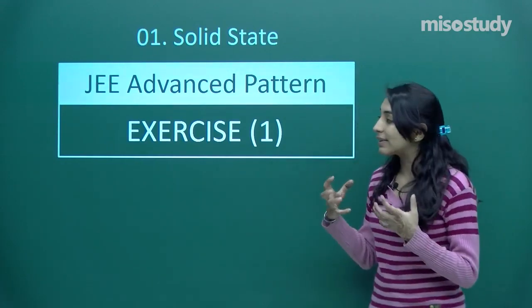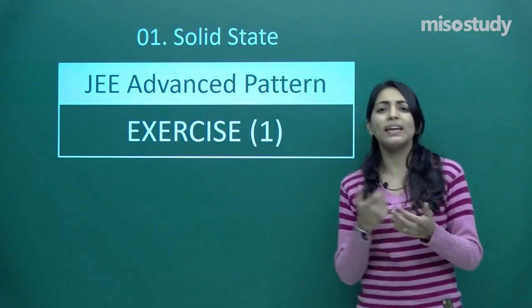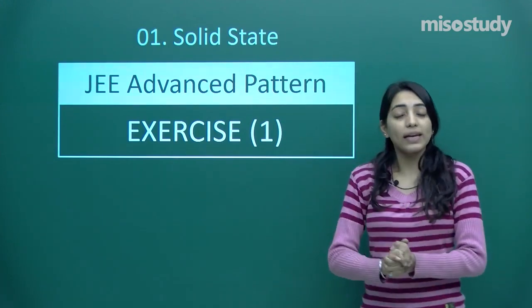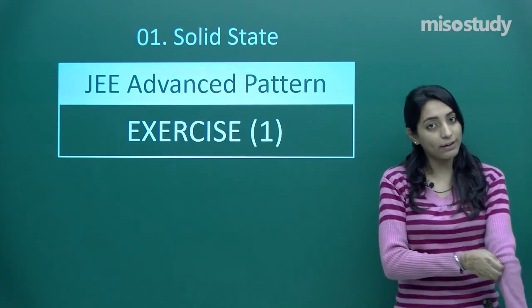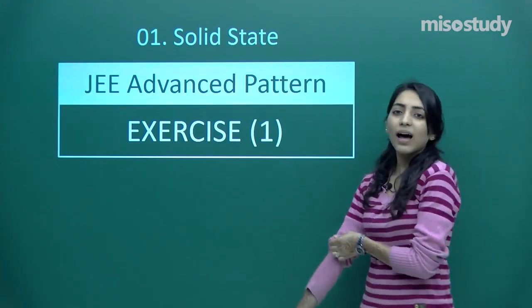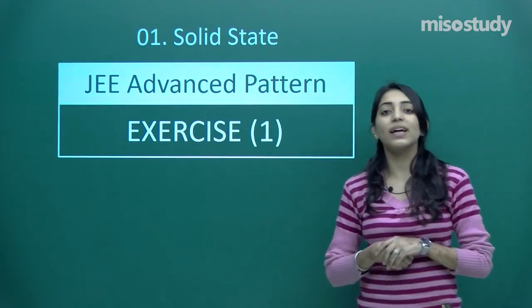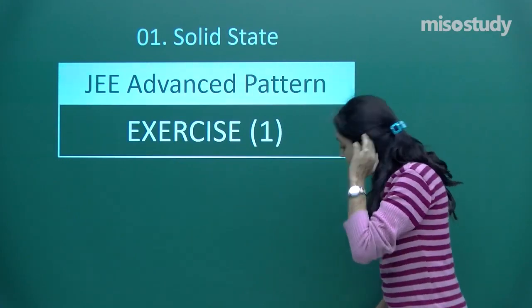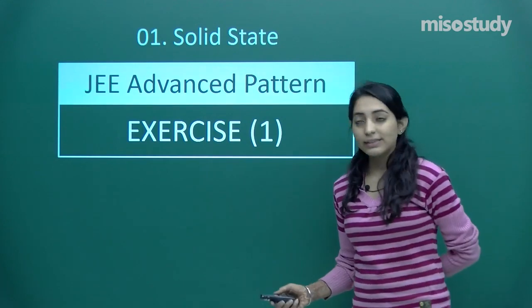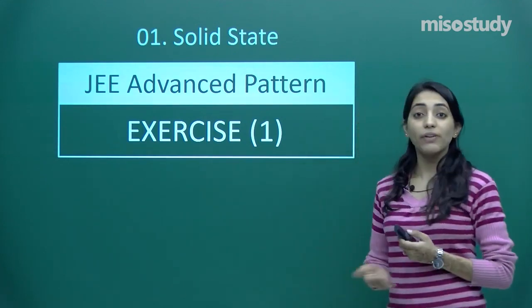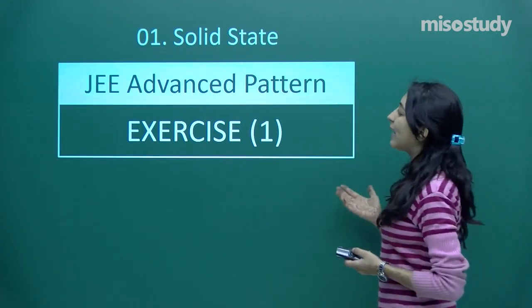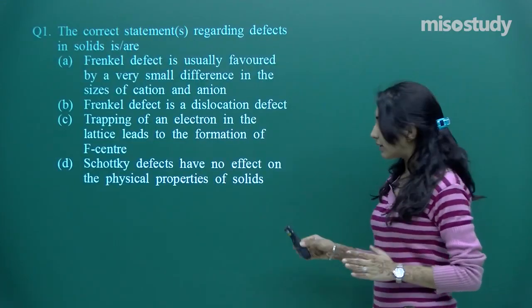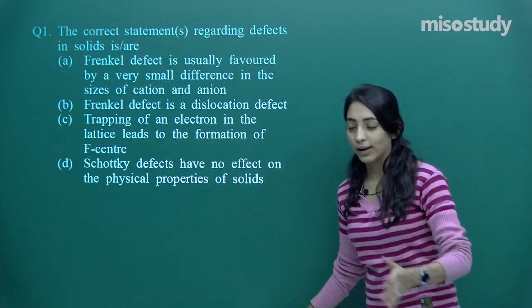I have collected 10 to 12 questions for you, and in those questions I have taken them maybe from past year JEE Advanced papers, or these are probable questions that can be asked in the upcoming exams. Now without wasting any further time, let us directly move on to the very first question in the JEE Advanced pattern exercise. Here on the screen you can see your question number 1.